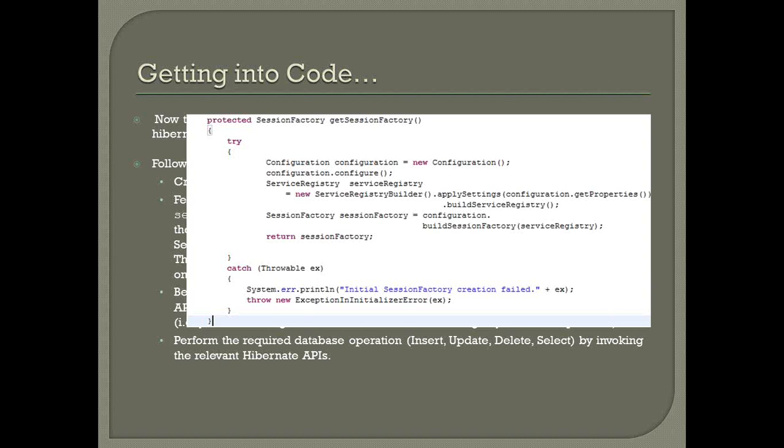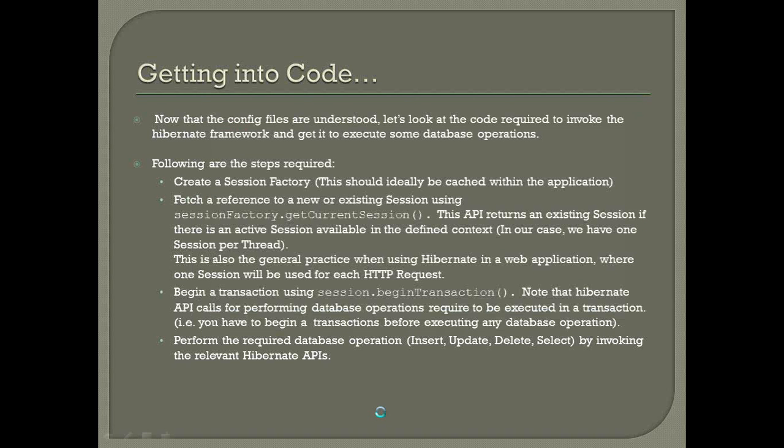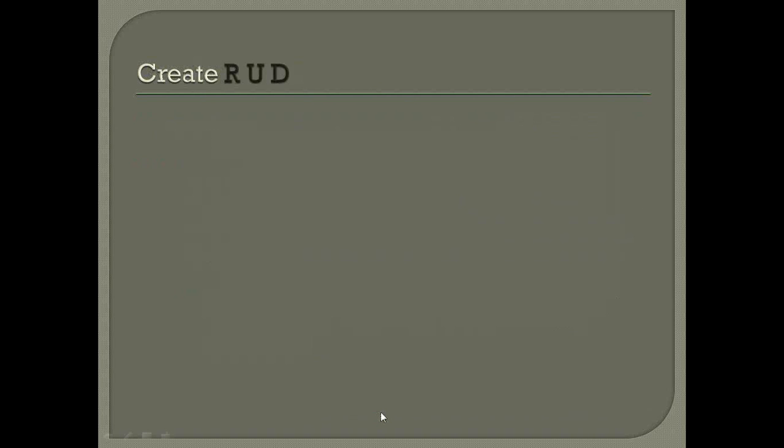I don't think it's worthwhile going through these 4 or 5 lines of code, because they're very basic, and these are the lines of code which the Hibernate documentation says is the way you have to get a session factory. Basically it's reading all your configuration files and loading them in memory. Now let's get into the actual CRUD operations. So we'll look at create.